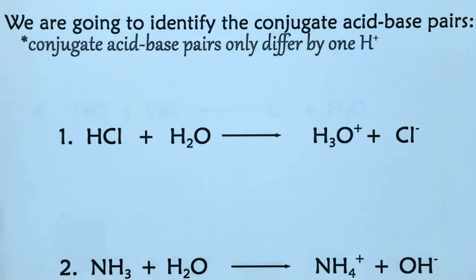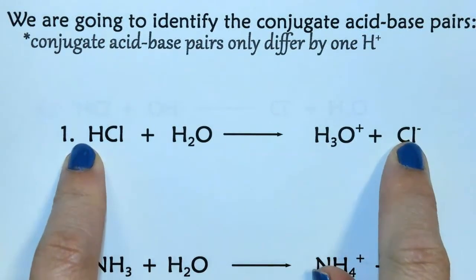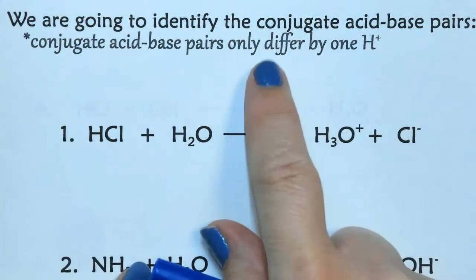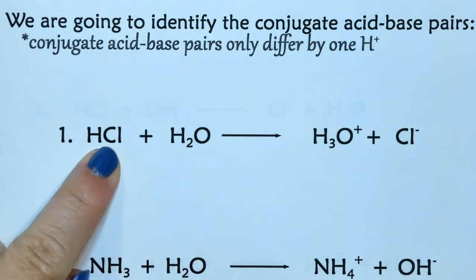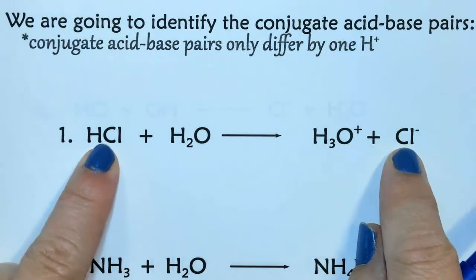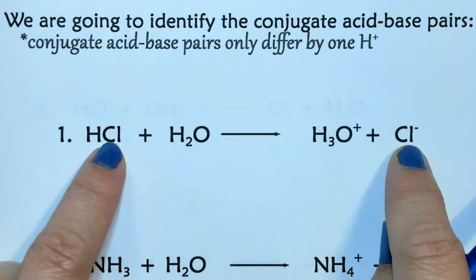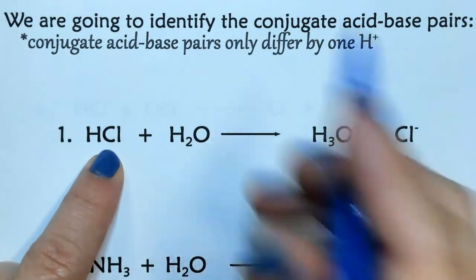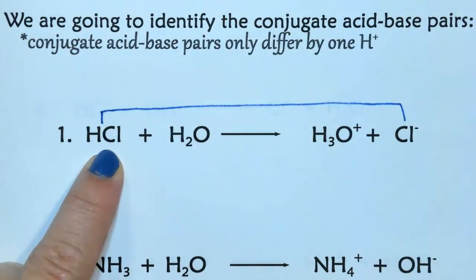So the first thing we'll do is we'll notice we have our reactants on the left, our products on the right. And what I want to find is my conjugate acid-base pairs. They should only differ by one hydrogen. So if you'll notice, HCl and Cl- are conjugates of each other because they practically look identical, but they only differ by the fact that this has the hydrogen, but this does not. So these two are a conjugate acid-base pair.